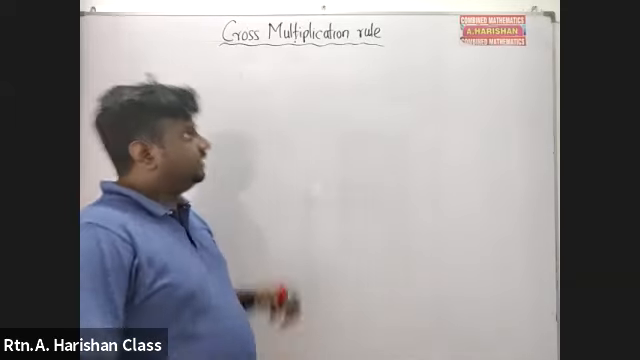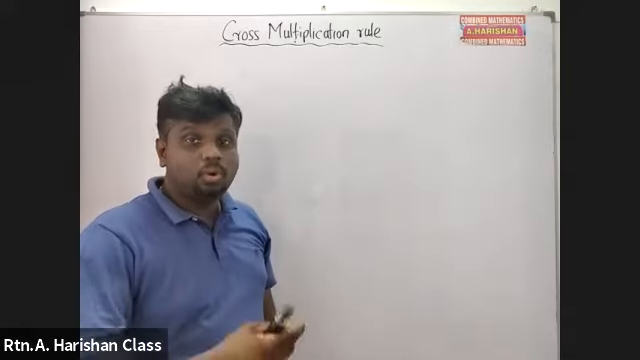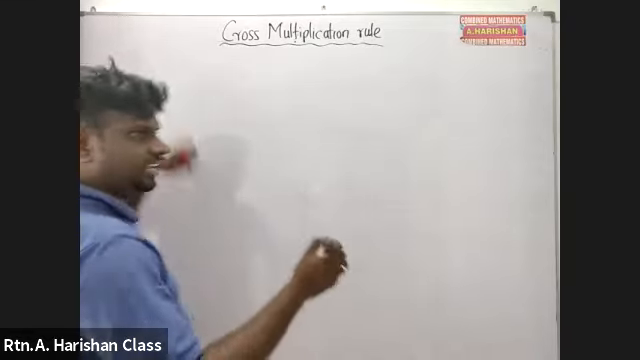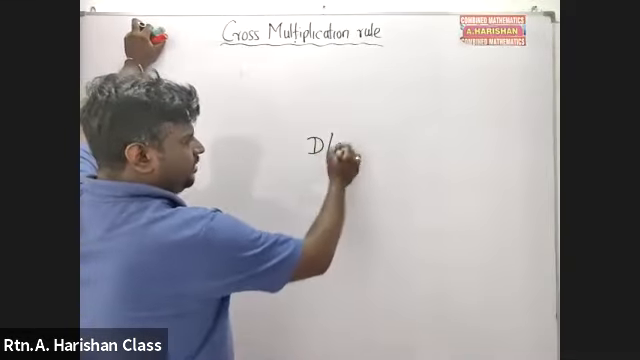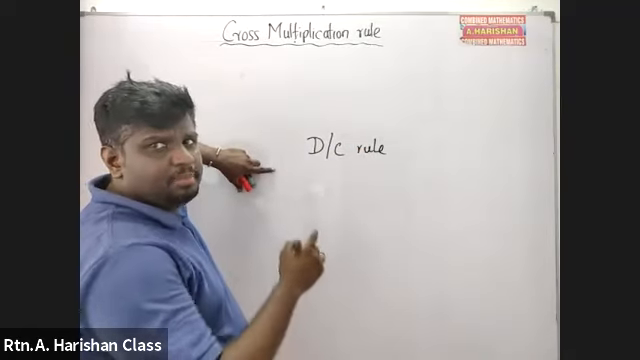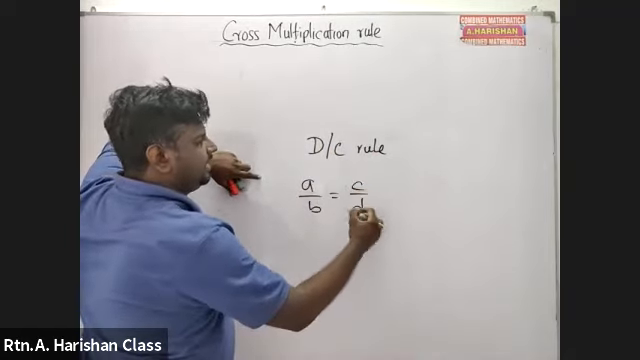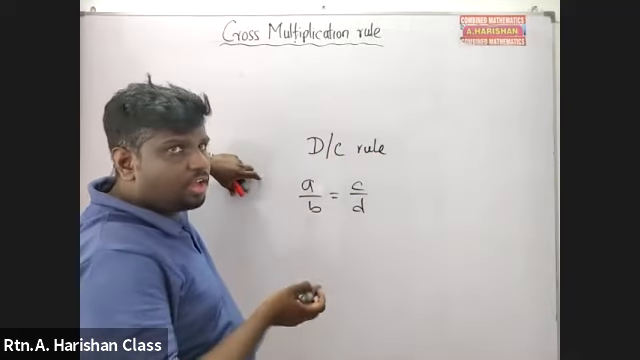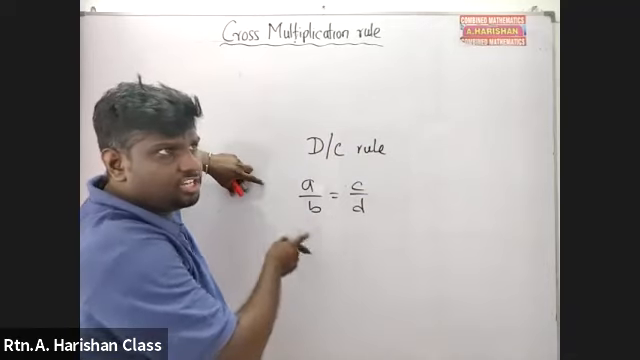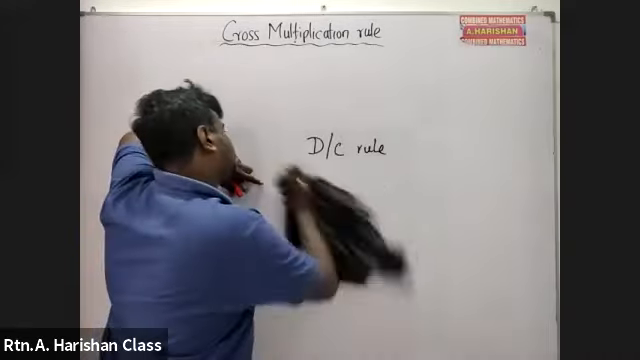So today we will start how to apply the cross multiplication rule to solve simultaneous equations. For example, we know the DC rule. Mainly the DC rule is used if a over b equals c over d, where there is an involvement of ratios. If there is an involvement of ratios, then we use the DC rule, that we know.